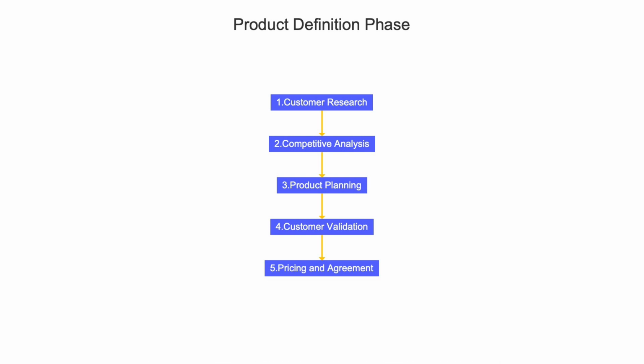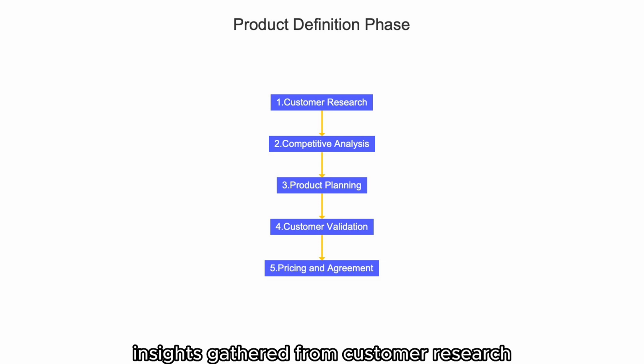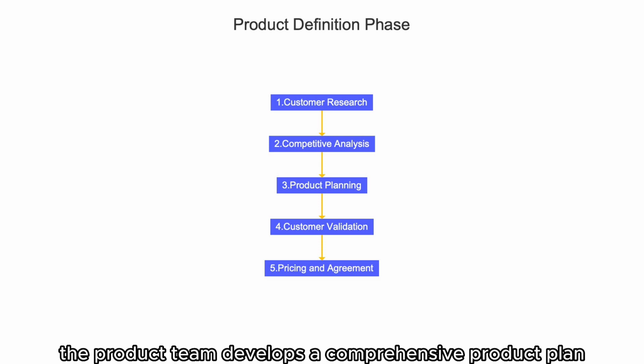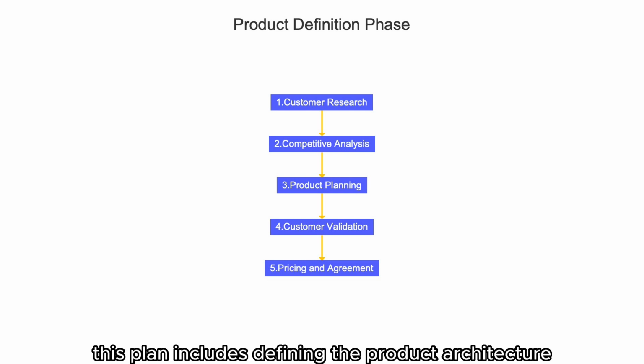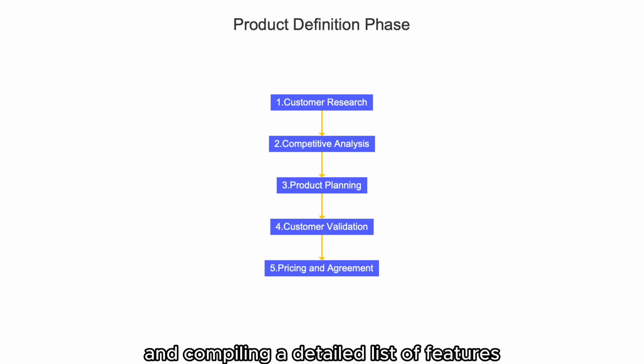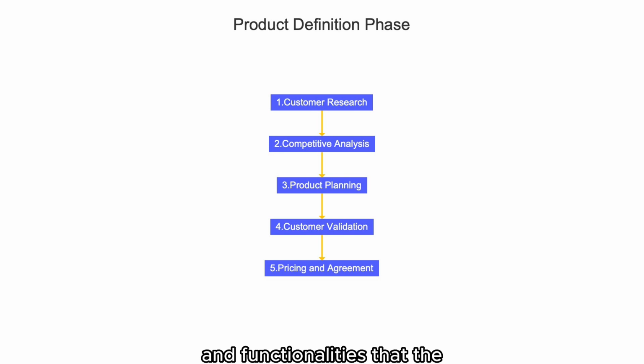Product planning. Based on the insights gathered from customer research and competitive analysis, the product team develops a comprehensive product plan. This plan includes defining the product architecture, creating a product roadmap that outlines the strategic direction and timeline for development, and compiling a detailed list of features and functionalities that the product will offer. The product plan serves as a blueprint for the development process. The team may also create prototypes to visualize the product's user interface and interactions.